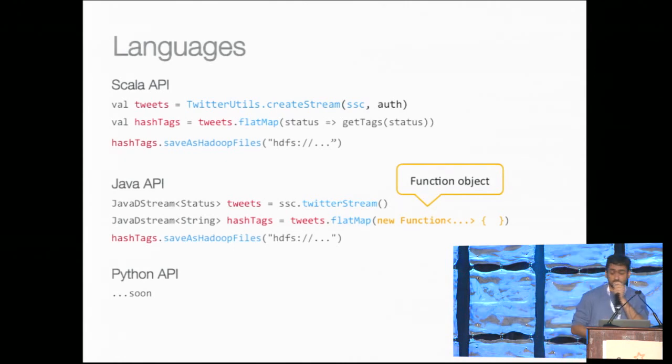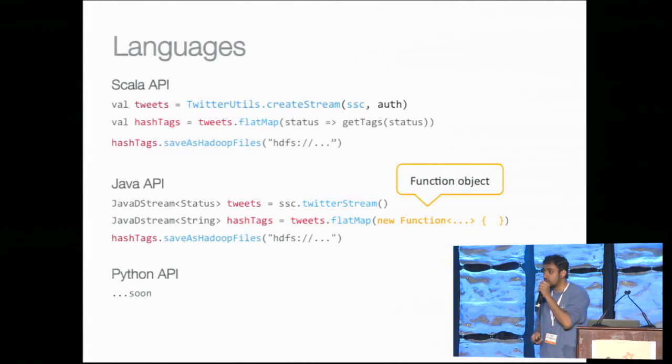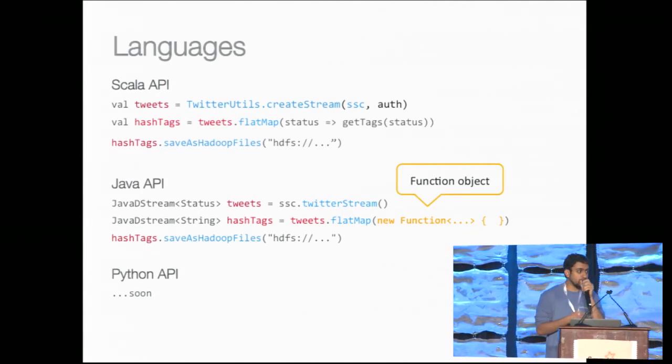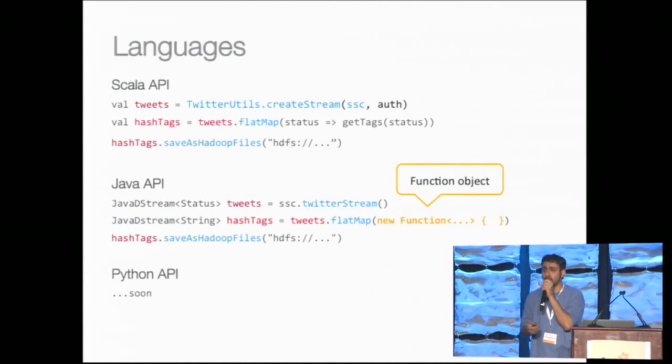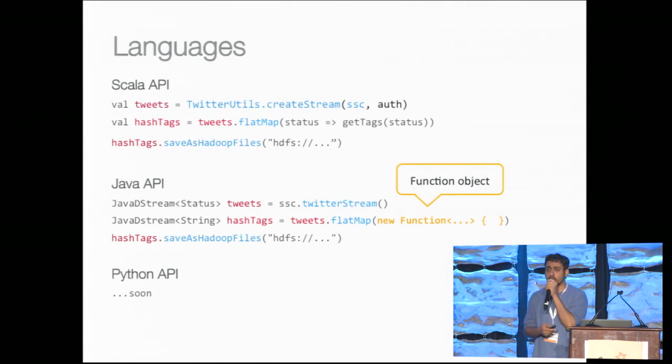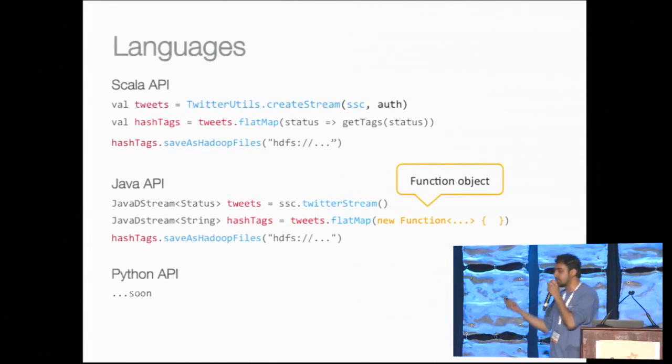The question was what formats are supported through this? We are using Spark's underlying API for writing to arbitrary Hadoop files. So whatever input format or output format is supported through the HDFS API, all of that is supported through this.